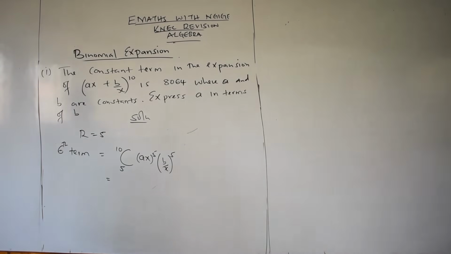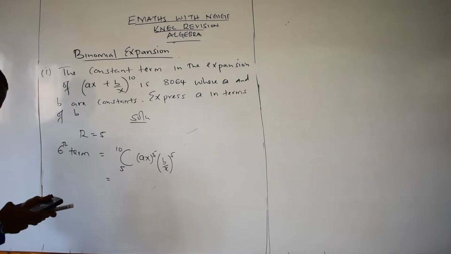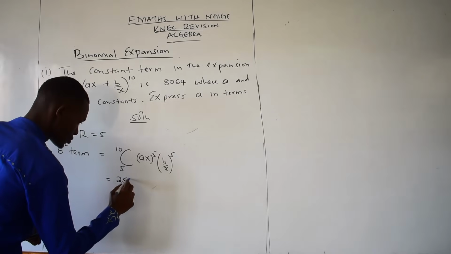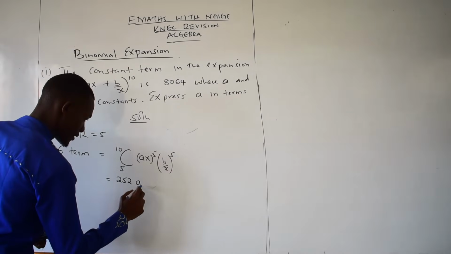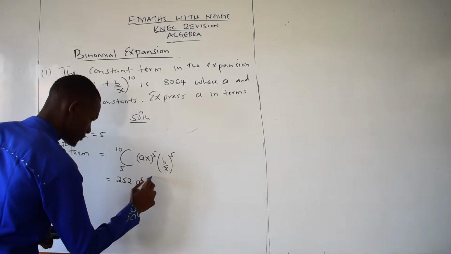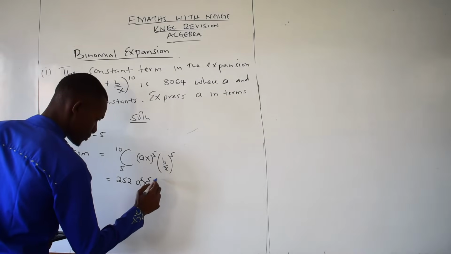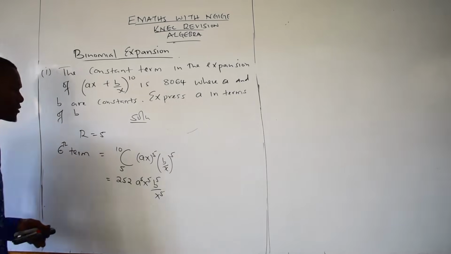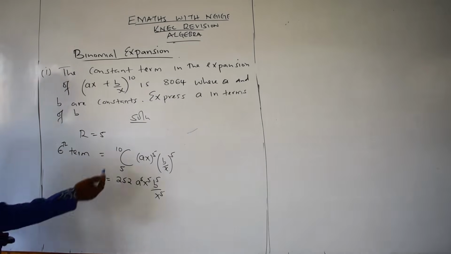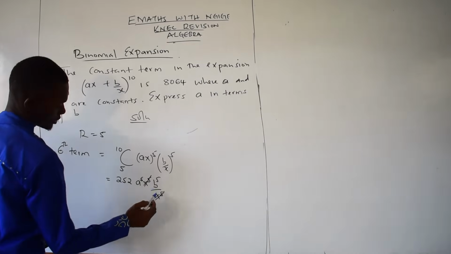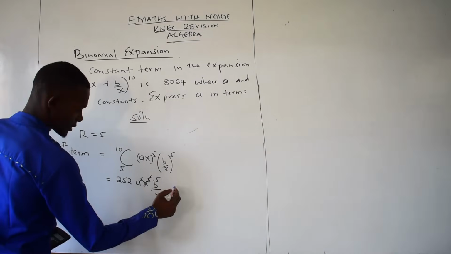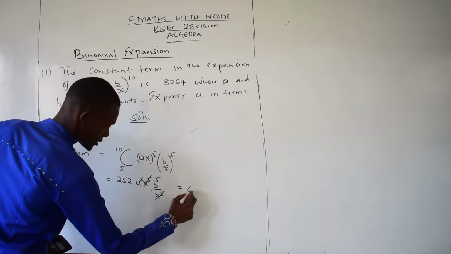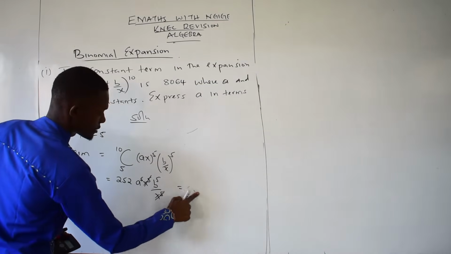10 combination 5 gives you 252. So 252, then you have a to power 5, x to power 5, then here we shall have b to power 5 over x to power 5. Remember, the power acts on everything inside the bracket. So this and this cancel out. But now we know something. Our constant term, which is the 6th term, what is the value? It is 8064.